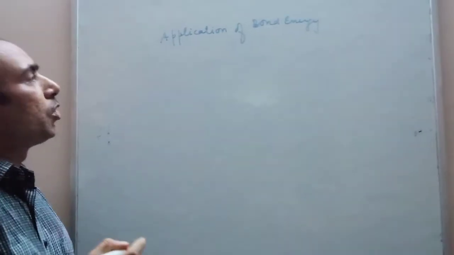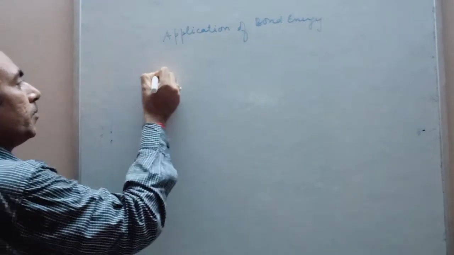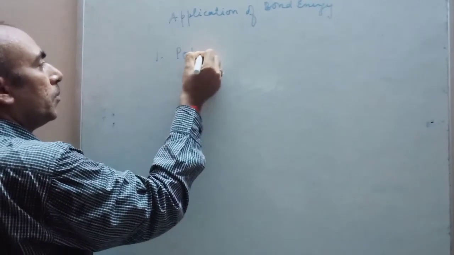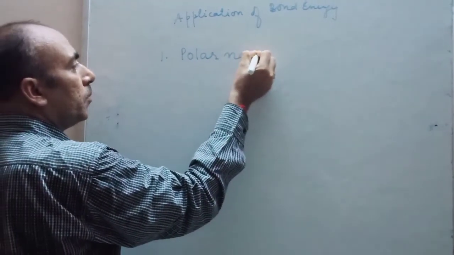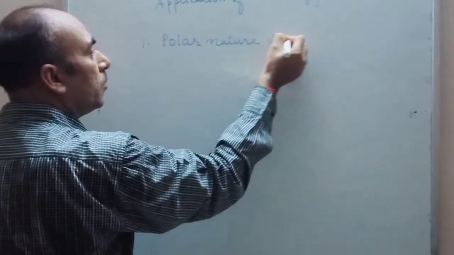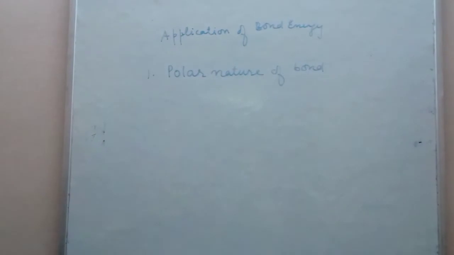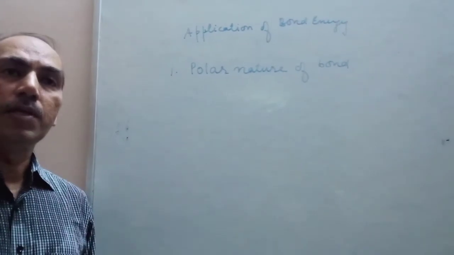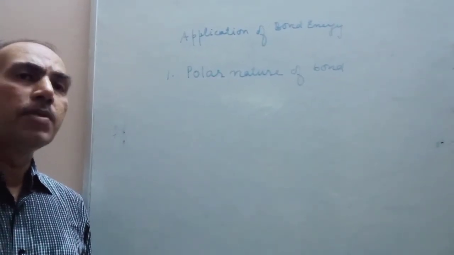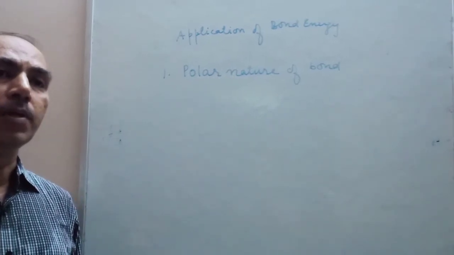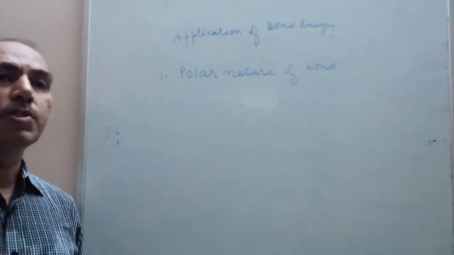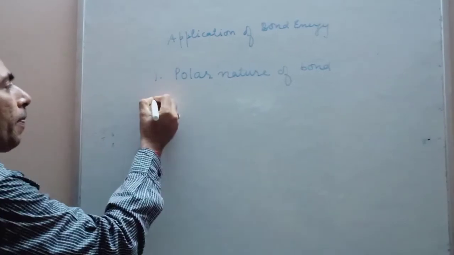Last is application of bond energy. We can find out the polar nature of the bond from bond energy. If the energy is high, that means there is more polarity in the bond. If the bond energy is less, that means the polarity is less.